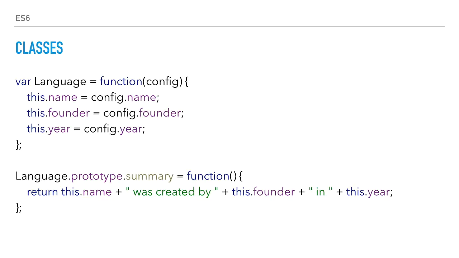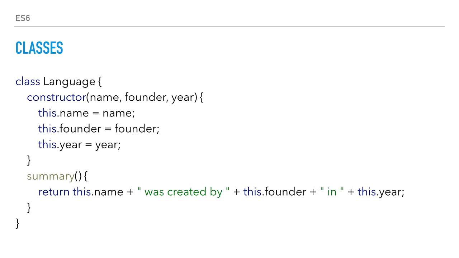And hopefully in ES6, it's going to be something like this. We can define class, language, then we have a constructor, as it should be. These are the parameters to initialize our class. And then we can define methods like summary. This is one really cool feature from ES6, because it will allow us to define models in a much easier to read and more usable way than writing prototypes.